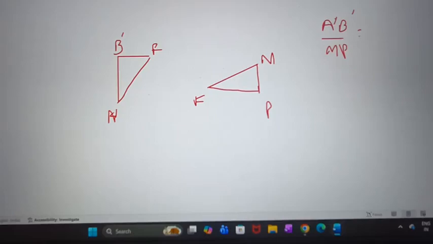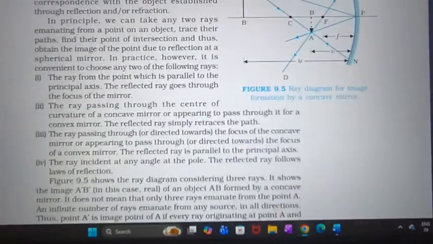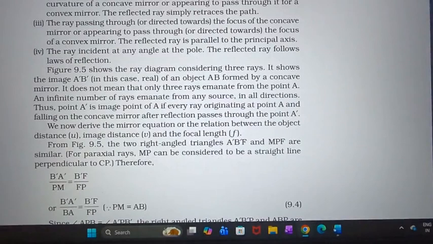This will be equal to what? This should be equal to, then take the horizontal line. Take the straight line and the horizontal line, basically the 90-degree wherever it is there. So A dash B dash by MP, and the horizontal line, not the hypotenuse, would be B dash F upon FP. So this is what is written over here. They have considered two triangles and they have written this is what the similarity is.